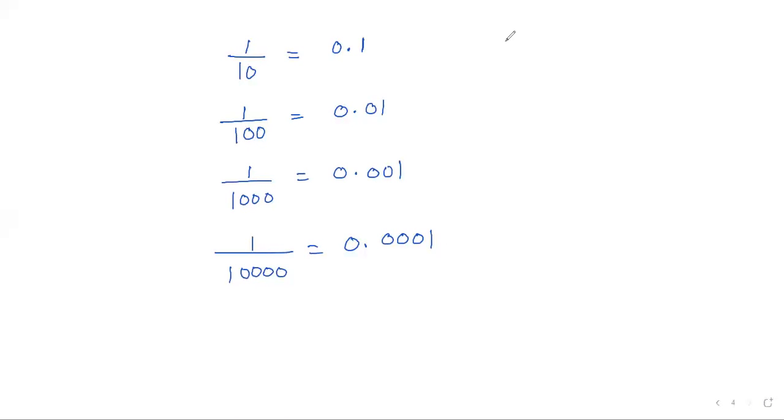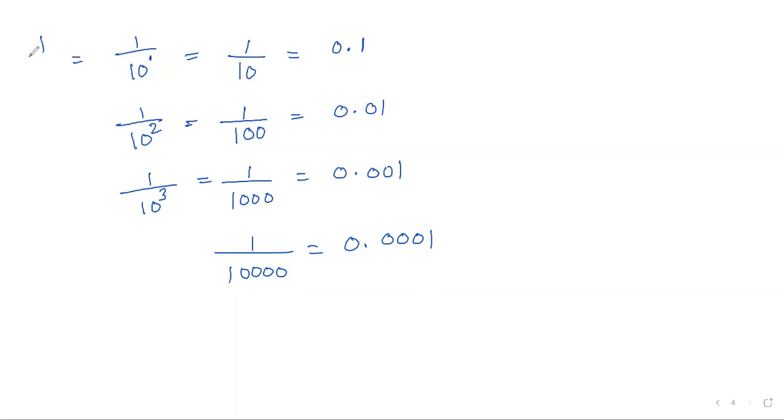0.0001. Now wait, it's a very important concept I'm going to tell. This is 10 raised to 1. 10 means 10 raised to 1. 100 is 10 square. Do you know that? 10 raised to 2 is 100. Yes, sir. 10 raised to 3 is 1000.